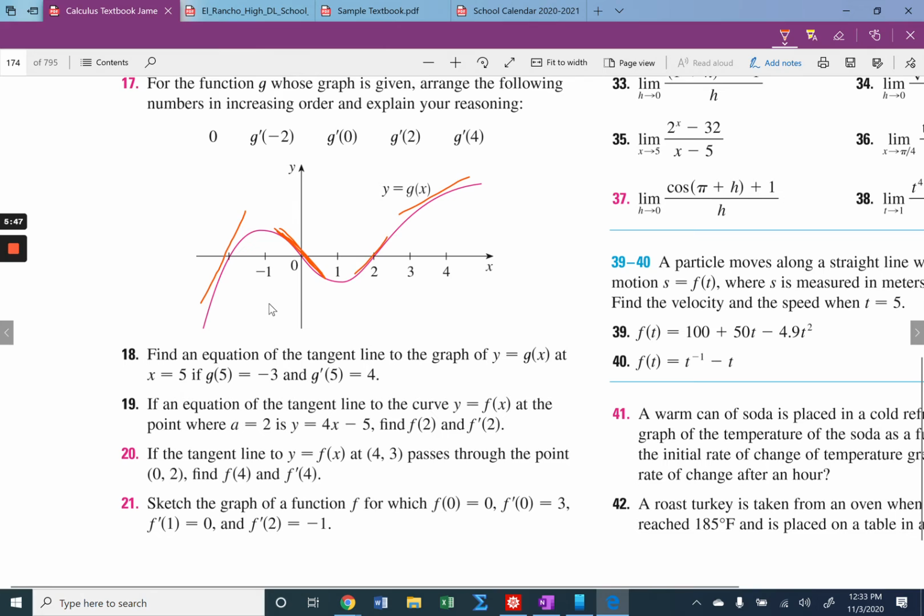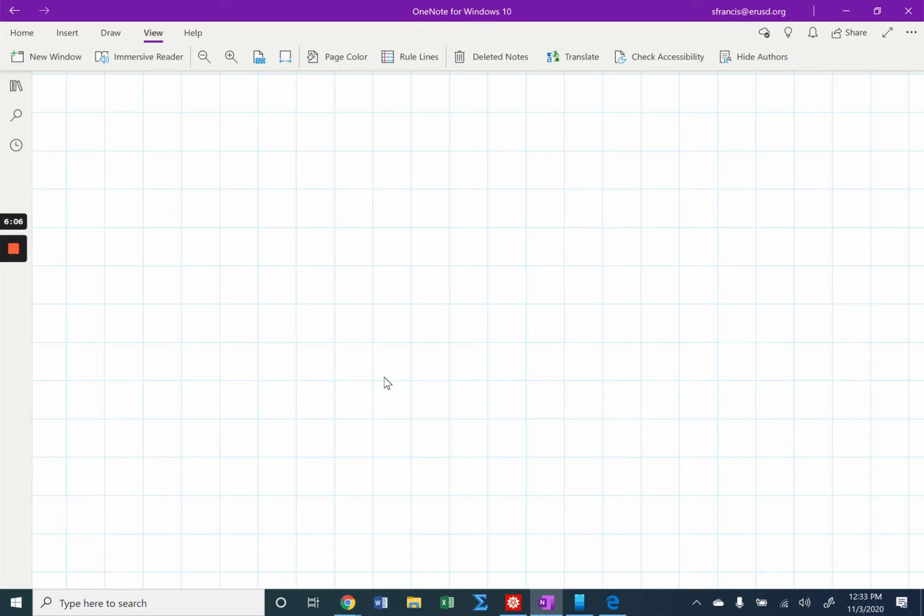Next on our list is number 18. It says to find an equation of the tangent line to the graph of y equals g of x at x equals 5, if g of 5 equals negative 3 and g prime of 5 is equal to 4. Ladies and gentlemen, that is not a hard question. If you had trouble with that one, then you're missing some of the ideas that we have here. And I'm not going to write the answer down for you, but I gave you in your notes the equation of the tangent line.